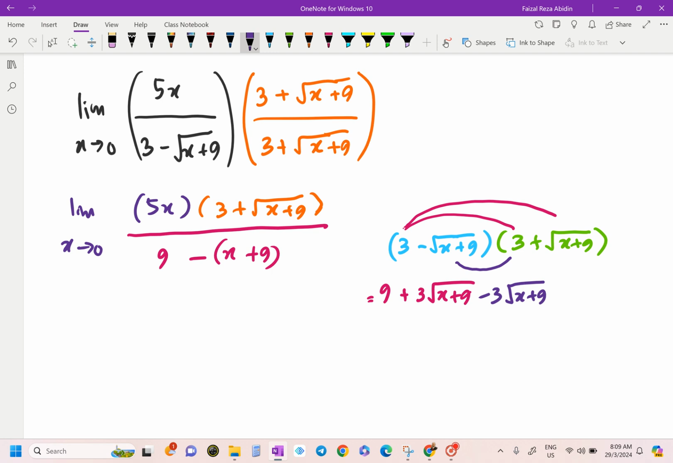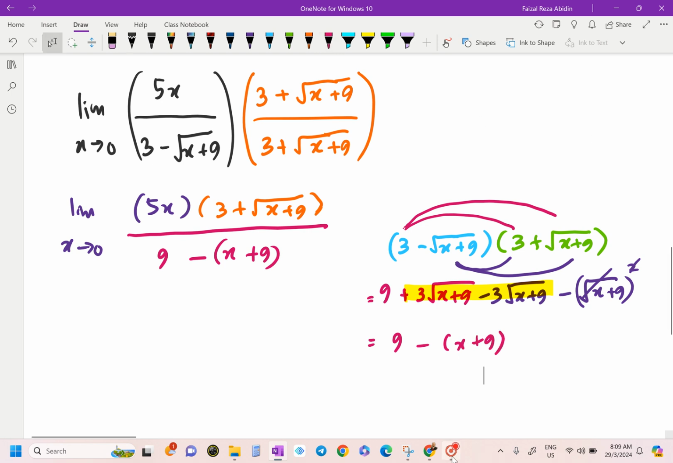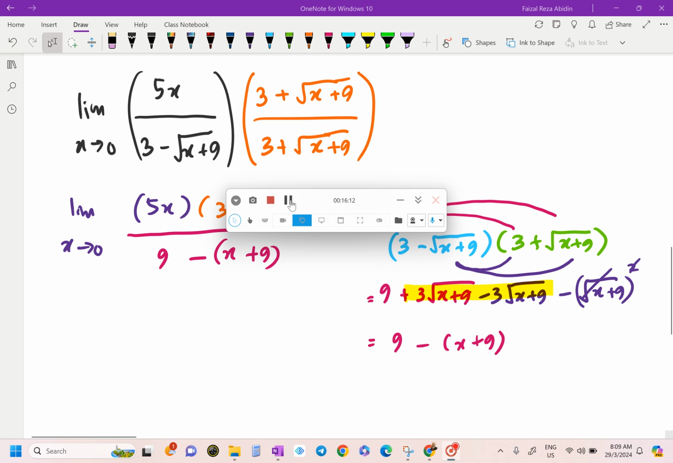And that's why I said to you that the middle one I can simplify. And then what happened over here? Negative times positive, I'm going to get negative, square root of x plus 9, and I'm going to square. This one I can simplify. That's why I got this one also. So what I'm going to get is 9 minus x plus 9. That's what we have at our denominator.